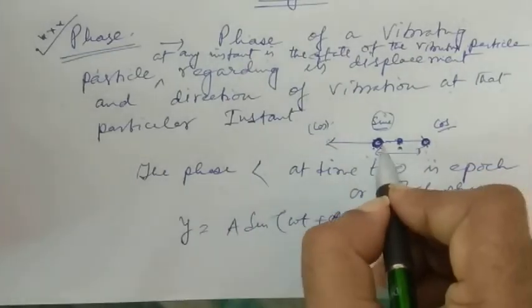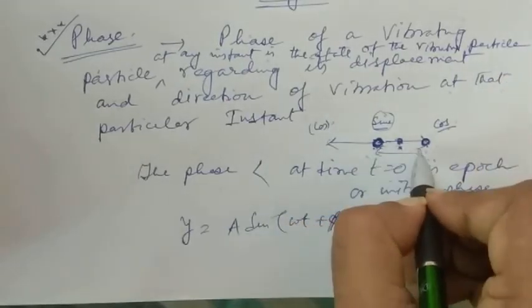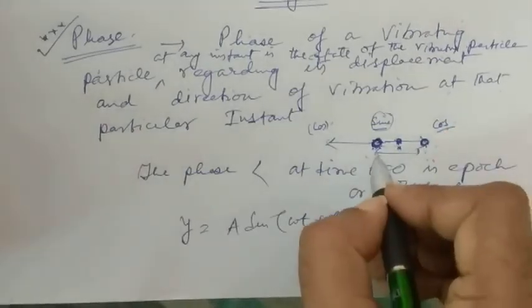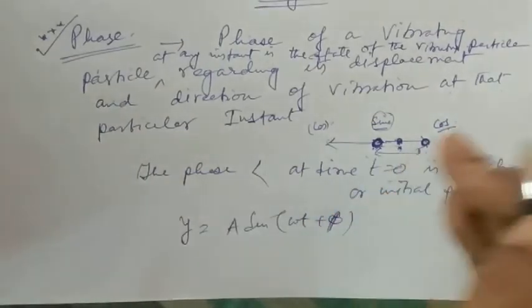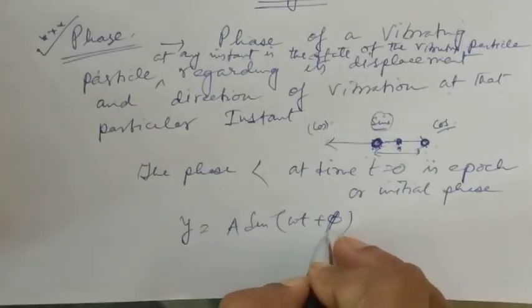That means the angle shift will be 45 degrees. That means for 2 centimeters, the shift of the angle is pi by 2 or 90. So for a shift of 1 centimeter, the shift will be 45. So the value of phi will become 45.